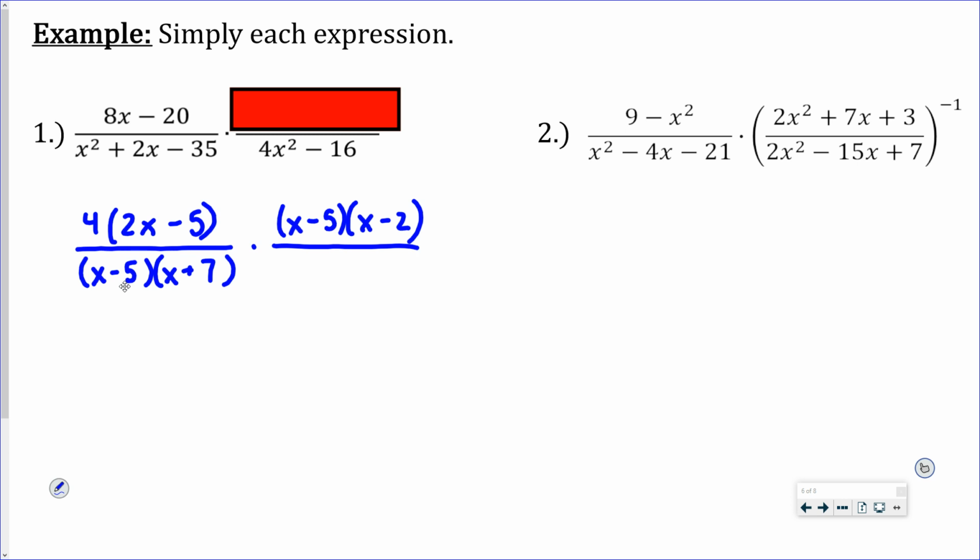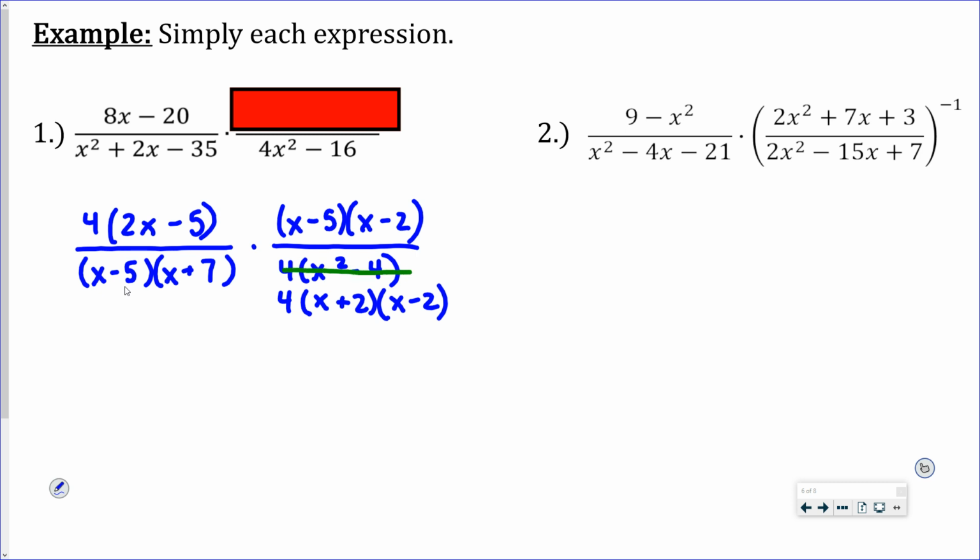Okay, this bottom right one's kind of weird. So first I need to factor out what? 4. And then I'm actually left with a difference of squares. Don't forget about that. So that would be 4 times what? x plus 2, x minus 2.